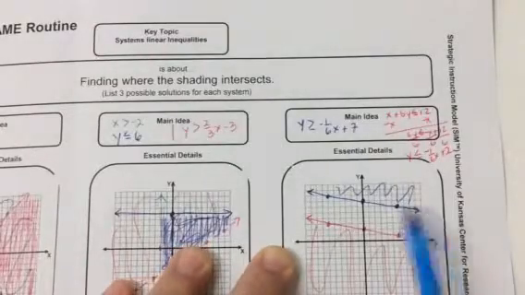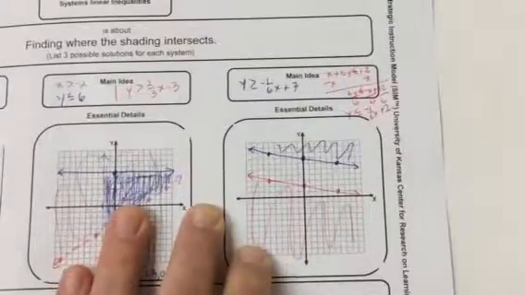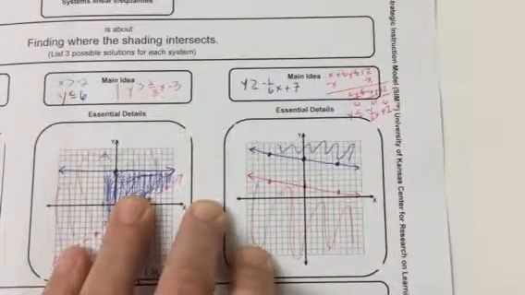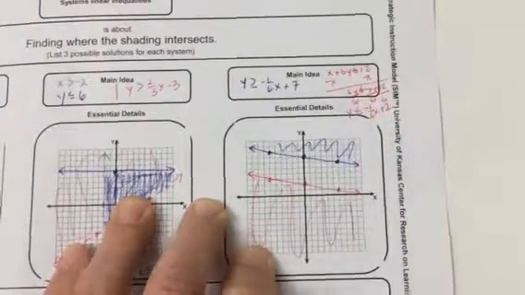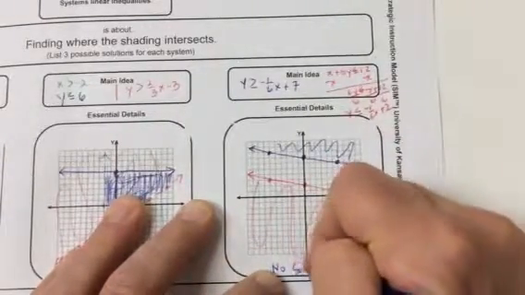Okay, is there any overlapping of either of these two graphs? Is there going to be any overlapping? No, the slopes are the same, so the lines are parallel. So the answer is no solution.